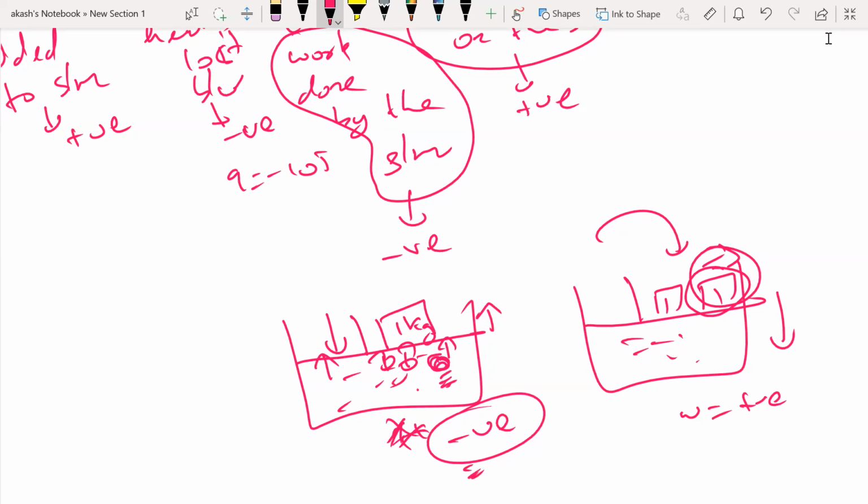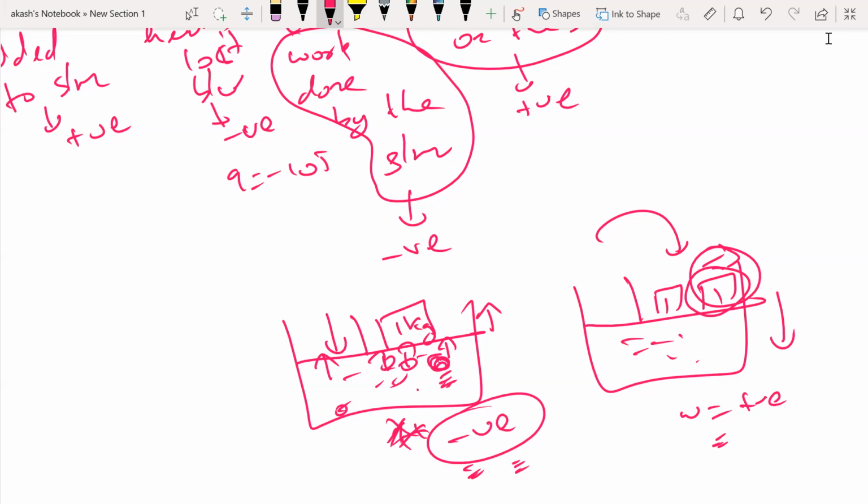In the earlier case, who is doing work? The system is doing work. So that is all you have to understand. Whenever the system does work, it is negative. Whenever the surrounding does work on the system, that is going to be positive. And in physics, you will do exactly the opposite.